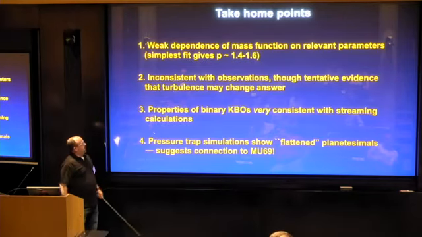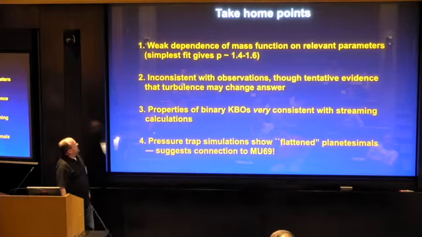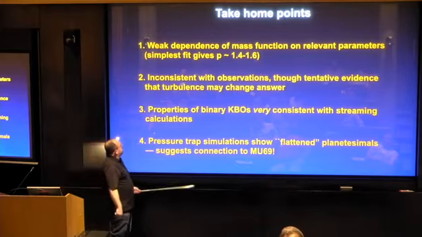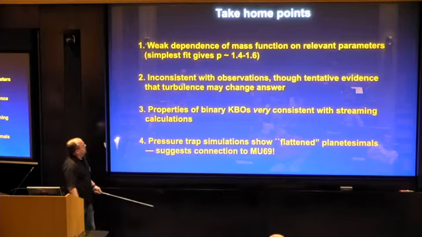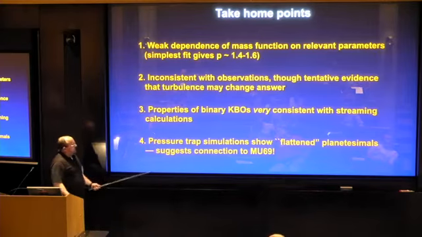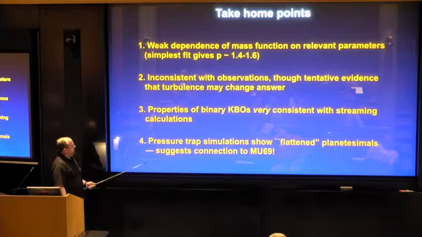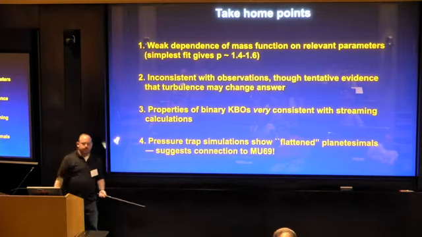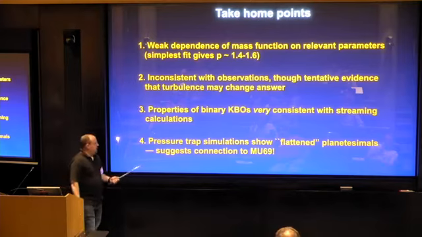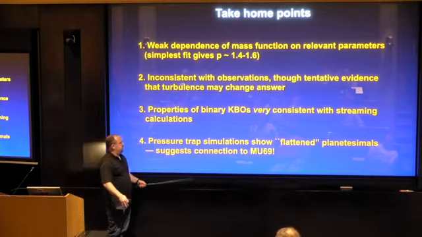And so then I arrive, alas, at my last slide. There's a weak dependence of the mass function on the relevant parameters. It seems that p is approximately 1.6 or so. There's some tentative evidence that turbulence may change that, but we don't know yet. Properties of binary KBOs are consistent with the streaming calculations, which is very interesting. And then pressure trap simulations show flattened planetesimals.